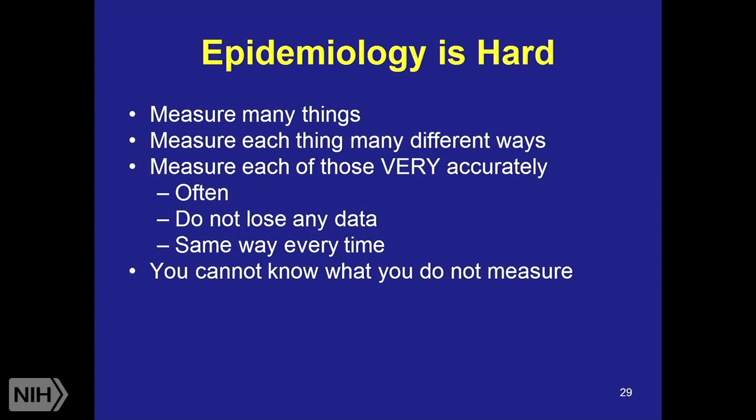The sum is that epi is hard. You've got to measure a ton of things. You've got to measure it in a lot of different ways. And you have to do it very accurately, fairly often, because a lot of these variables are changing over time. You want to not lose any data, so you've got to track everybody down at every single time point. You've got to measure it the same way every time. And this is a problem because our methods of measurement may be changing. Also, where we make diagnoses may be changing, so you've got to work all of this into your protocol and analyses. But you're never going to know what you don't measure.